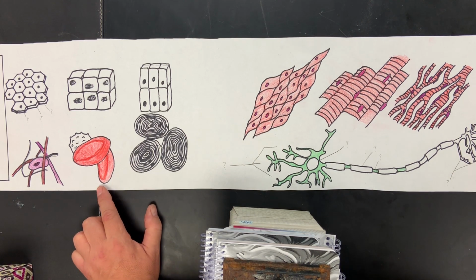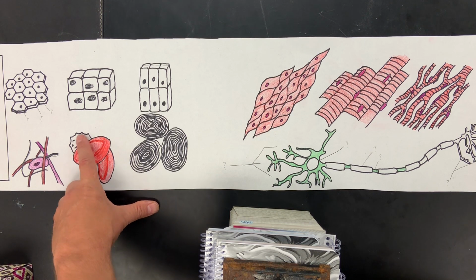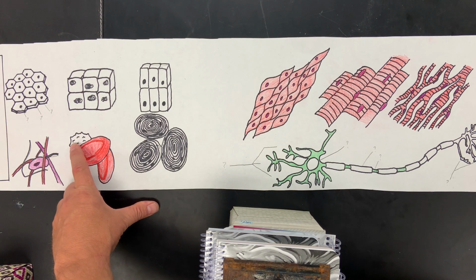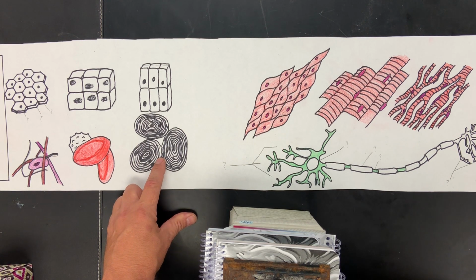This is blood. These are red blood cells. They carry oxygen and carbon dioxide. This is a white blood cell, and it's used for immune purposes, for defense. This is bone, and bone, of course, is for structure, bone also being a connective tissue.